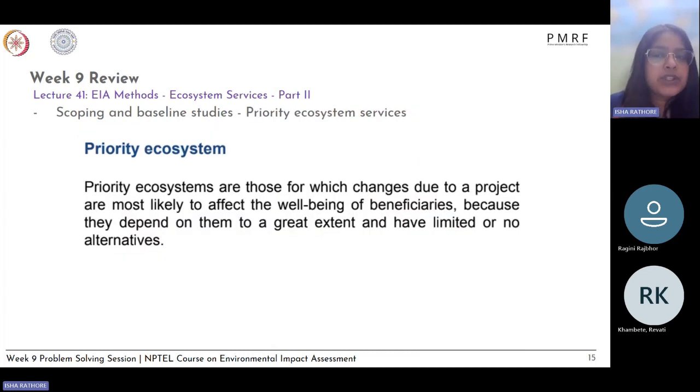We also looked at priority ecosystems. Priority ecosystems are those for which changes due to a project are most likely to affect the well-being of beneficiaries or your stakeholders, because they depend on them to a great extent and have limited or no alternative.